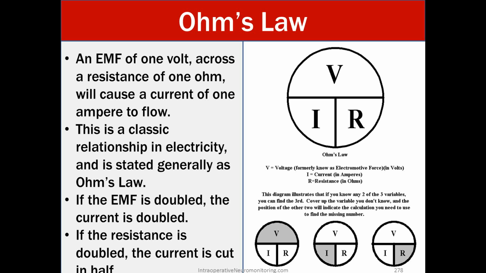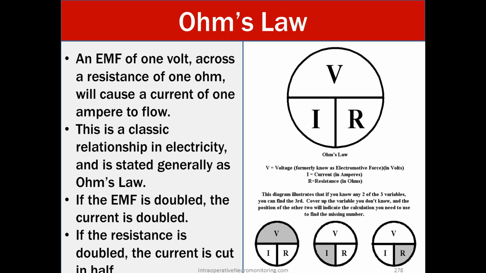This is the classic relationship in electricity and is stated generally as Ohm's law. If the electromotive force is doubled, the current is doubled. If resistance is doubled, the current is cut in half. Over on the right here, we have a picture showing Ohm's law where V is the voltage. That's the same thing as electromotive force that we've been talking about earlier. I is the current in amperes, and R is resistance in ohms.